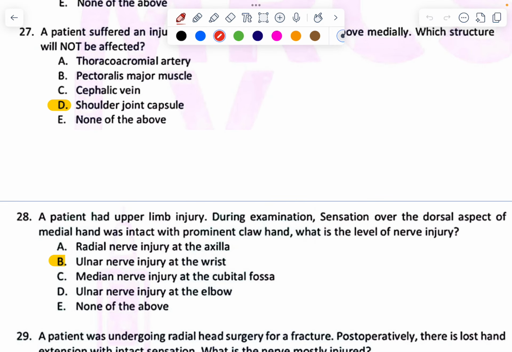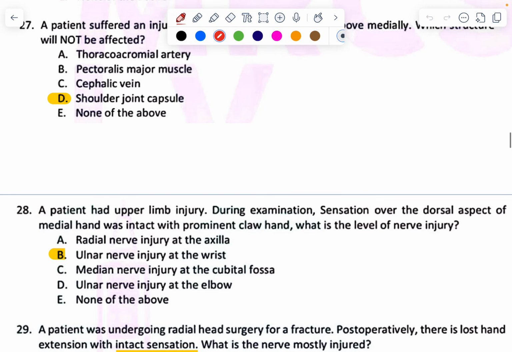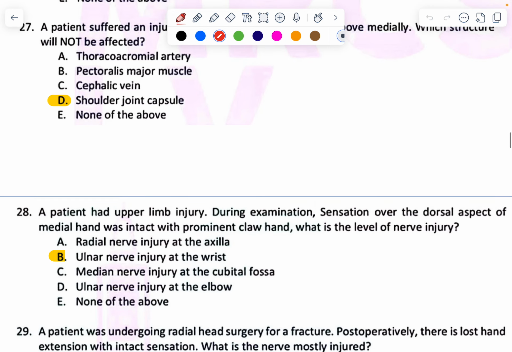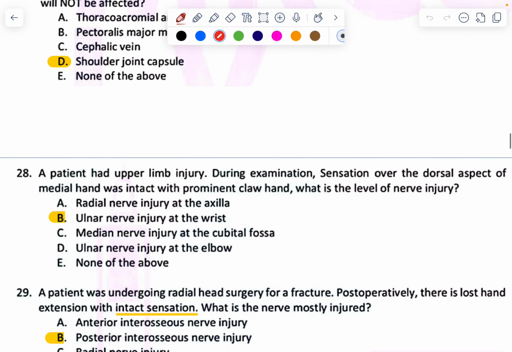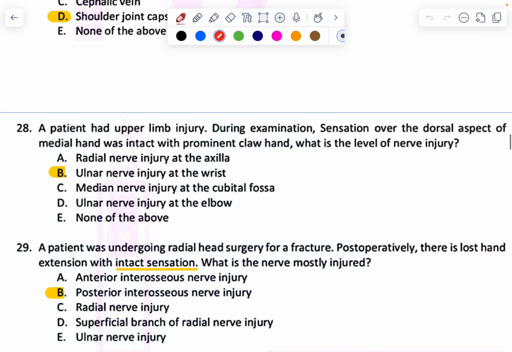A patient was undergoing radial head surgery for fracture, post-operative loss of extension, intact sensation. So extension is lost, this is the motor nerve, the posterior interosseous nerve most probably.